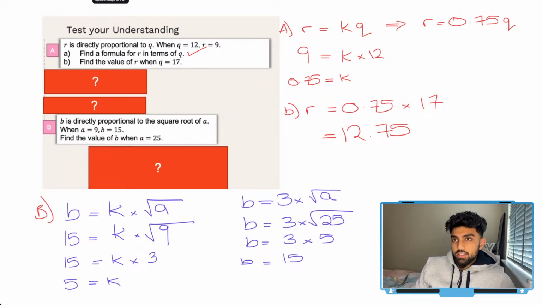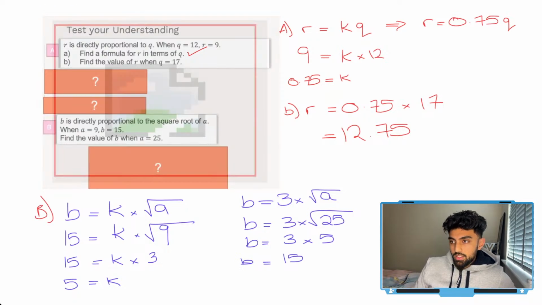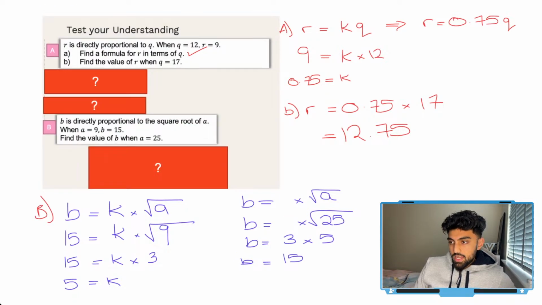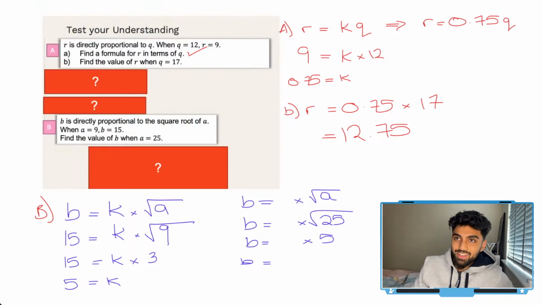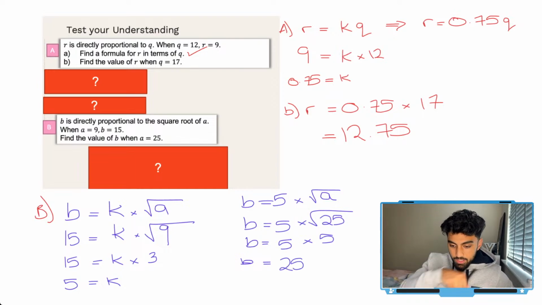Yes, hopefully you guys already clocked onto this. We made a mistake here. Thank you Abdullah, your working out was better than mine. This should be a 5 instead of a 3. We have 5 times 5, so we actually end up with 25 as our final answer.